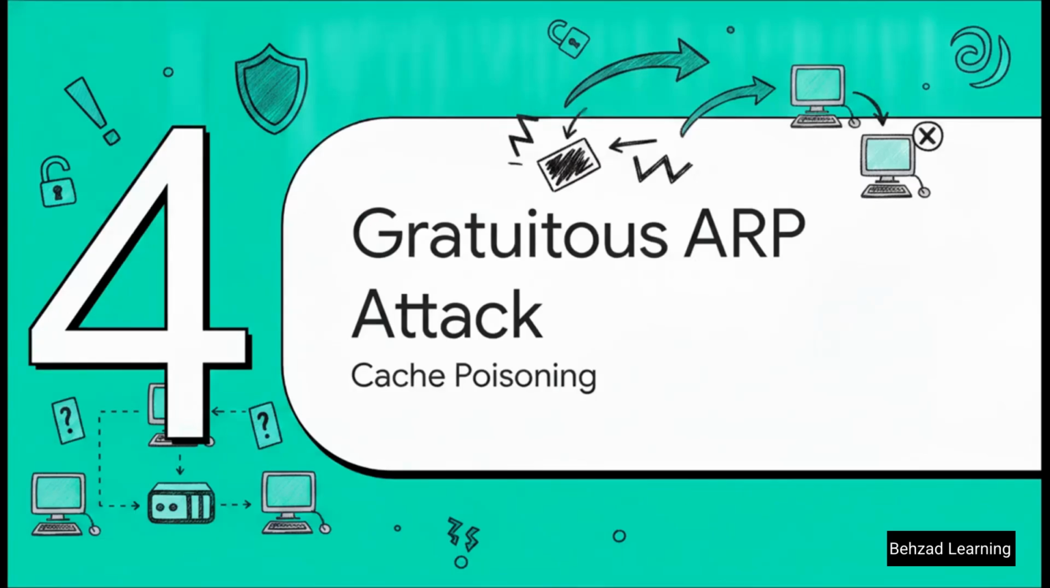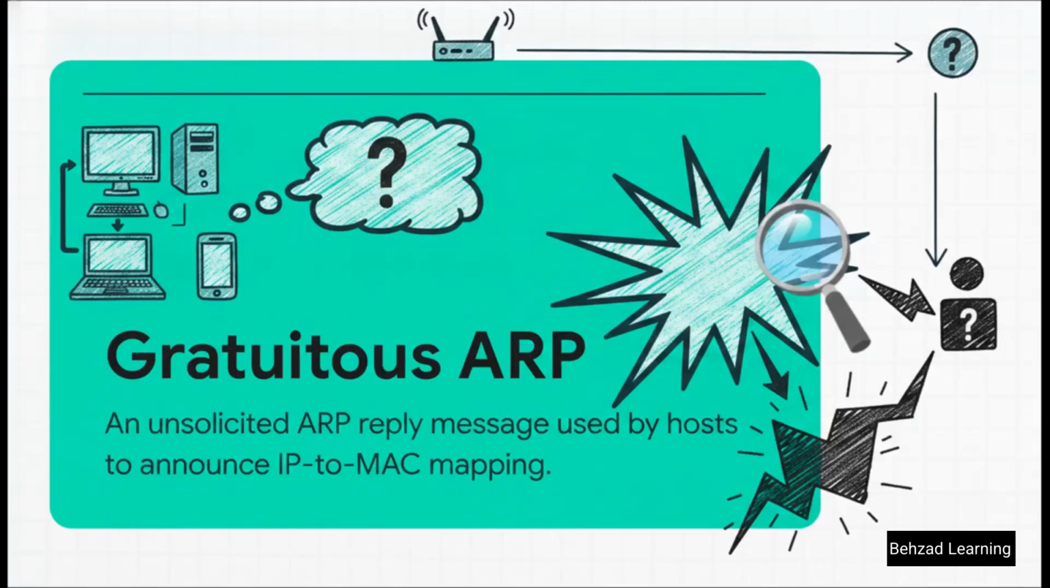Let's pivot over to Section 4, the gratuitous ARP attack. With our DHCP fully secured, let's look at our second major vulnerability. This time, attackers are abusing a completely different protocol, the Address Resolution Protocol, or ARP, to maliciously redirect our local traffic. To really grasp this attack, we have to understand gratuitous ARP.